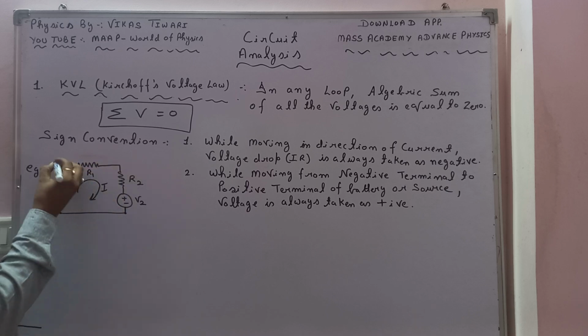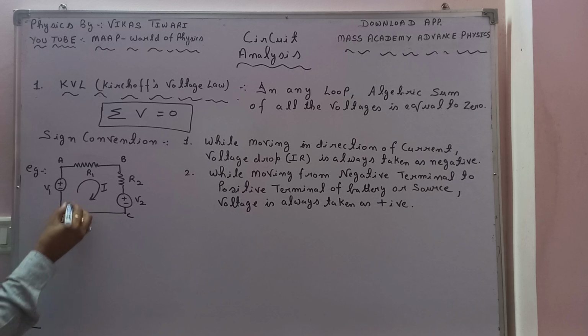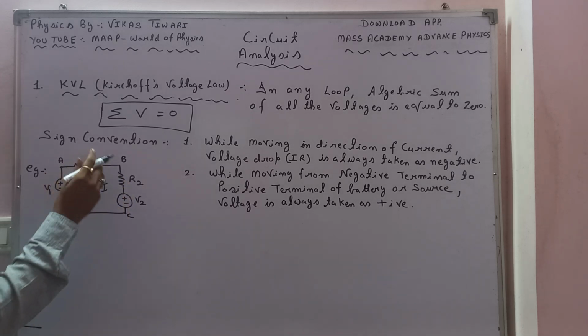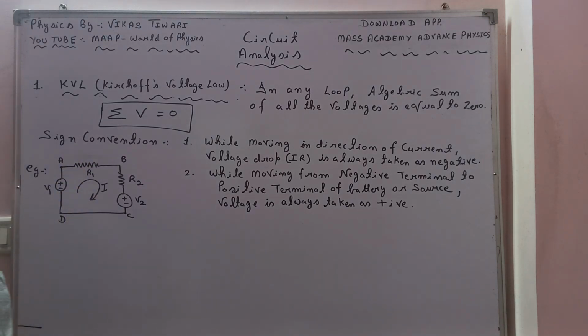How can we judge? These are the points A, B, C, D. If I start from A and come back to A, this is a closed path. Current also flows in a closed path. To flow a current, a closed path is required. Current doesn't flow in open circuits.